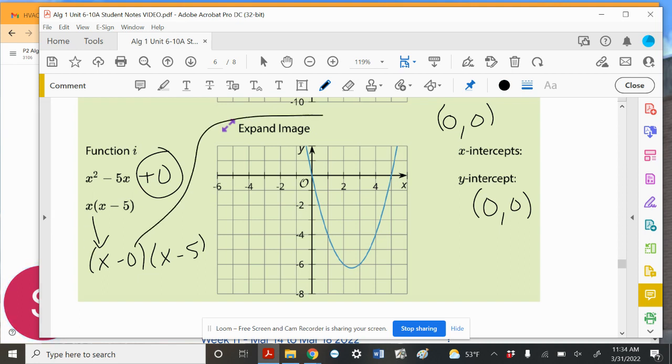And then this 0 goes there. And then on my other x-intercept, I have (5, 0). That's because of this one.